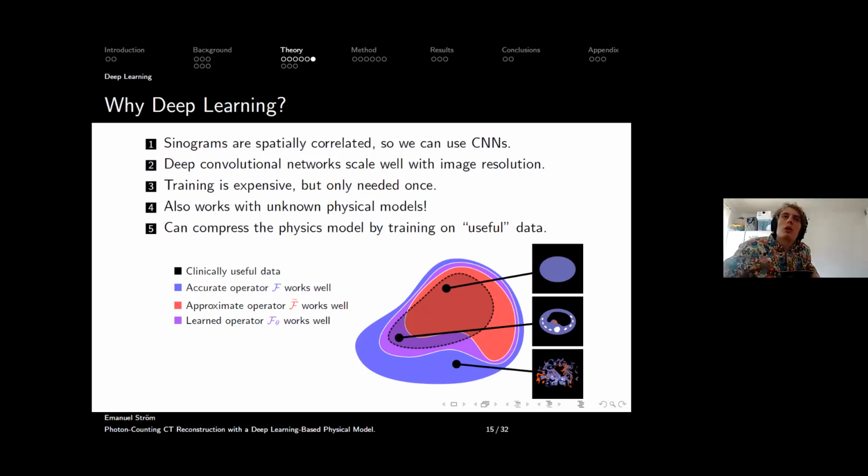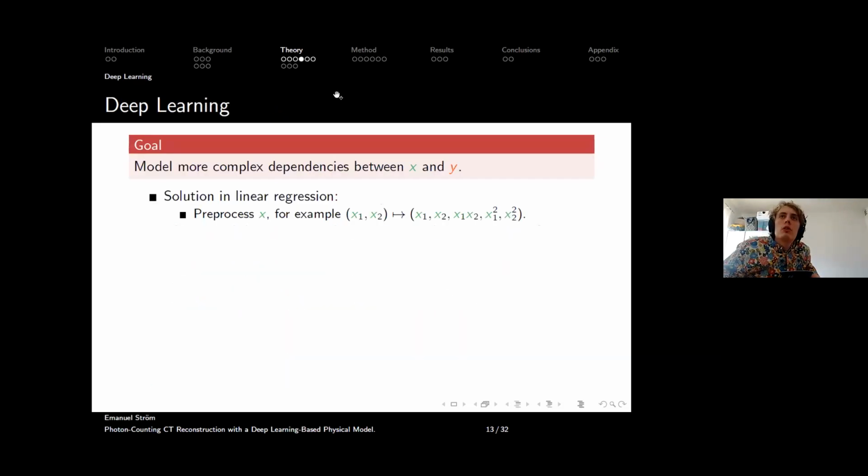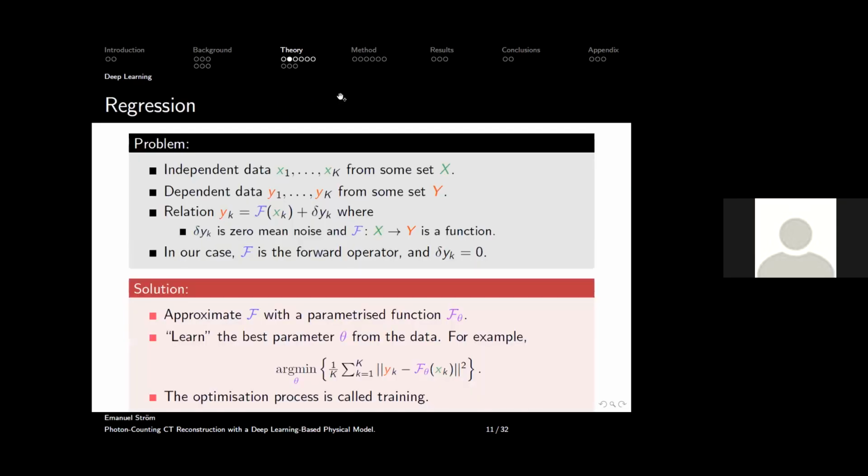So this slide, maybe I showed it earlier. This is essentially what we're doing. These are the sinograms, and here is the forward operator evaluated on a specific phantom. So this is what we're training on. I see. Okay. Sorry for that.